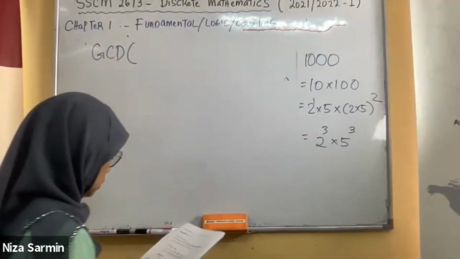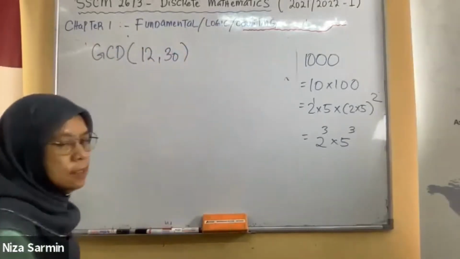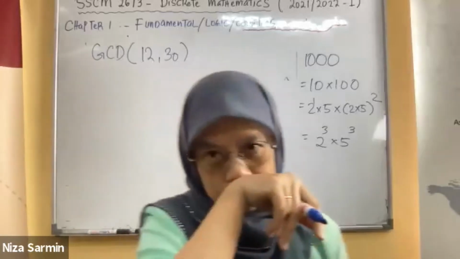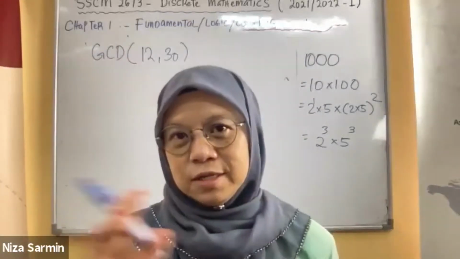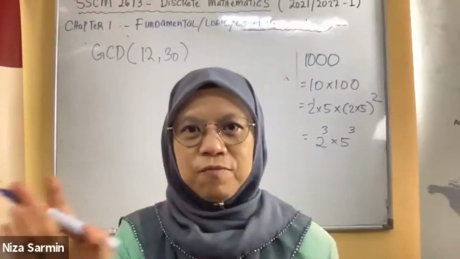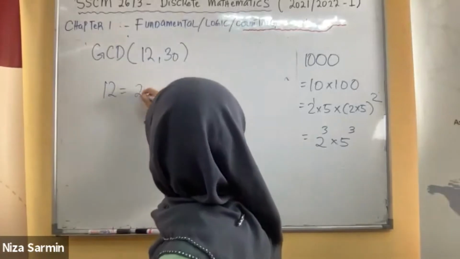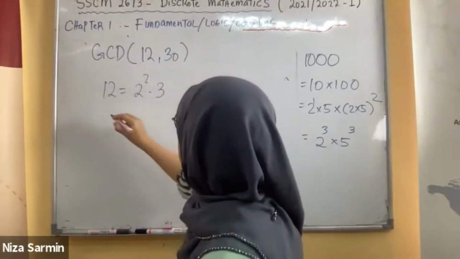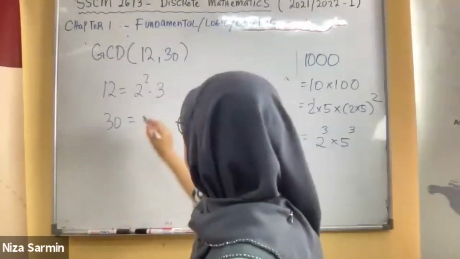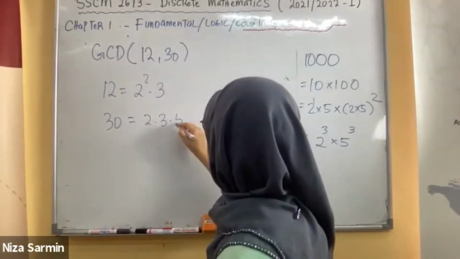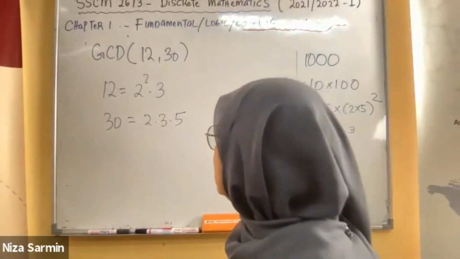And I go straight to the example, 12 and 30. There are many ways. If you write out first the product of factors, you will write 12 is 2 squared times 3, 30 is 2 times 15, 2 times 3 times 5. So how do you find the GCD?